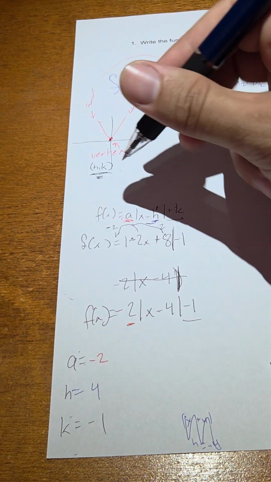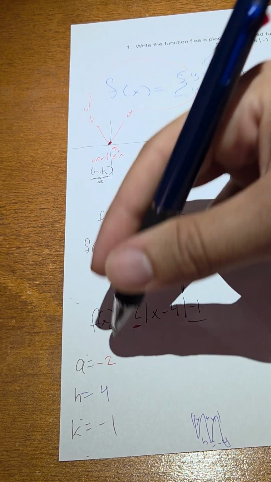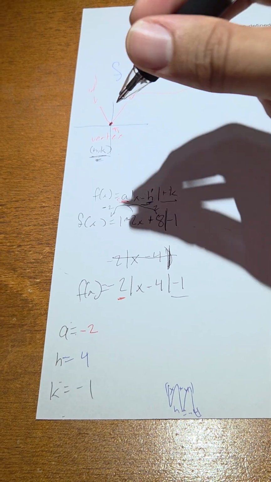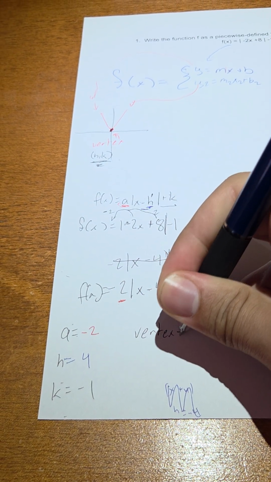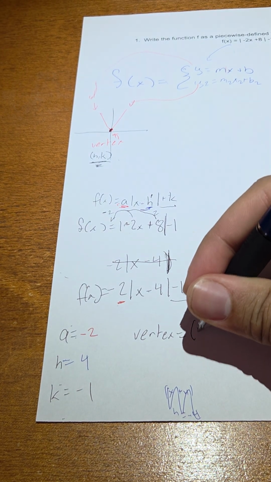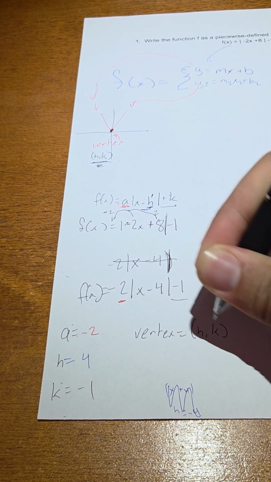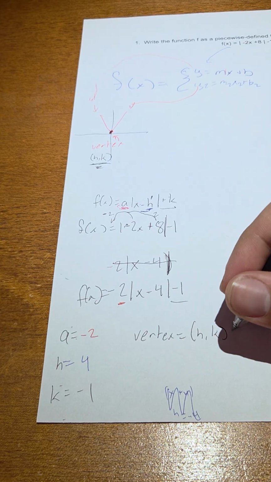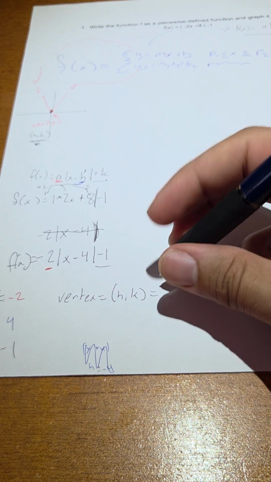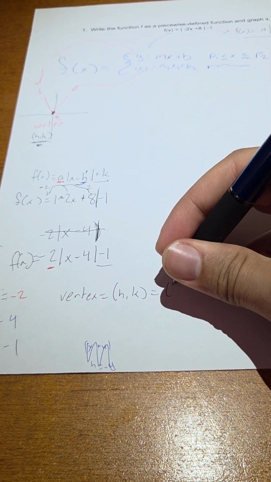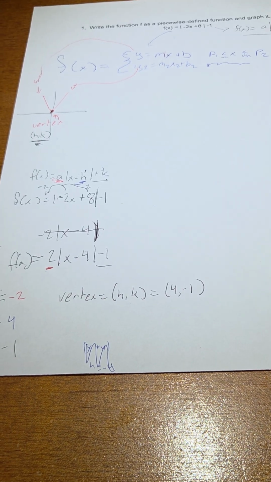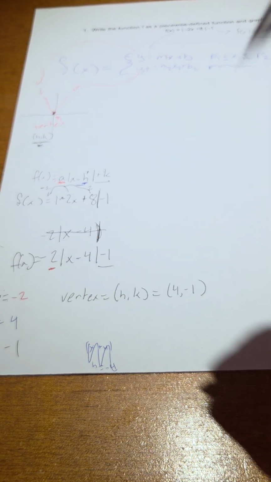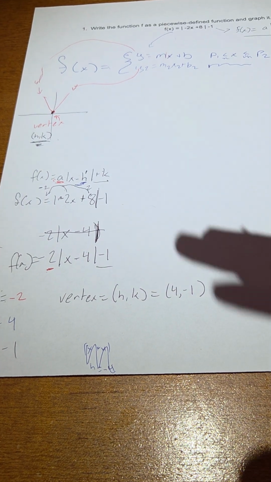We know what our vertex is going to be. Vertex is equal to h comma k, which is equal to 4 comma negative 1. Perfect. All right. So now we have our vertex. What do we do now?